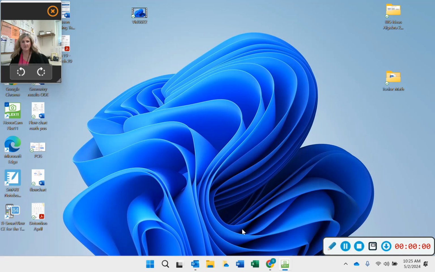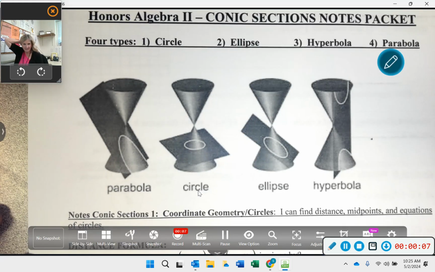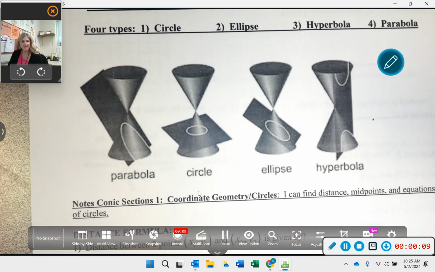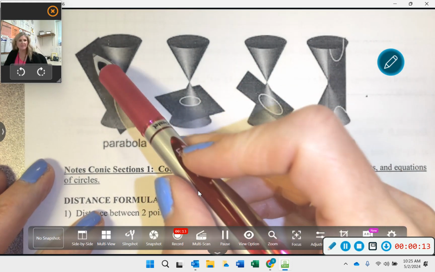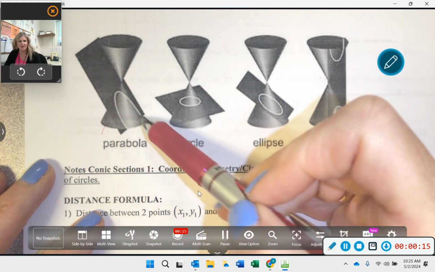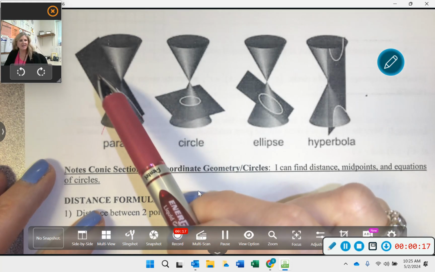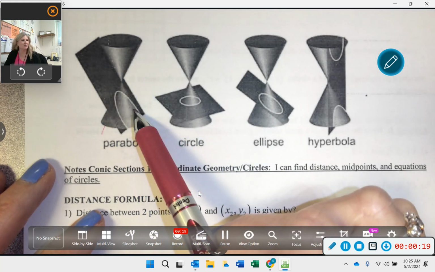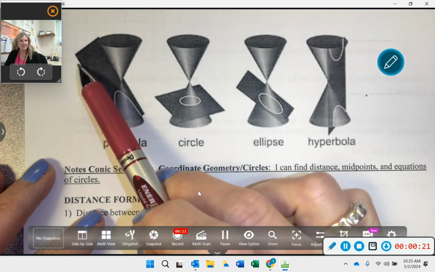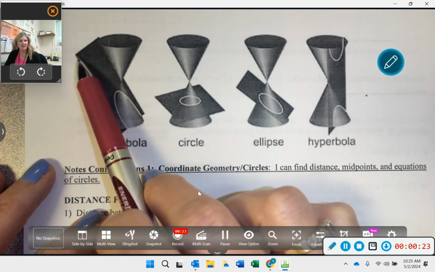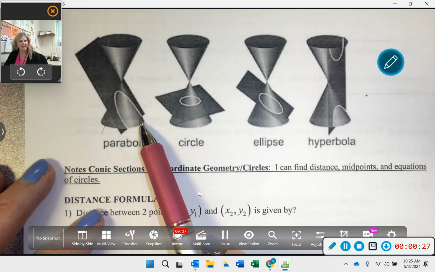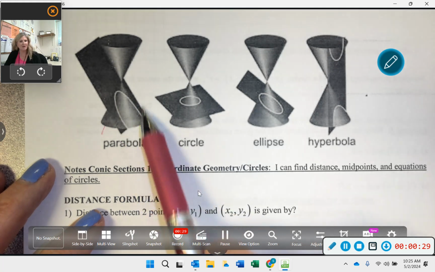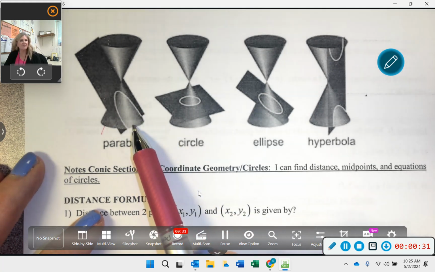Okay, so for our final unit of the year, we're going to be discussing conic sections. Conic sections are formed when we have double cones, meaning that we have a cone on the top and a cone on the bottom, and we intersect these double cones with a plane. So in this first example with the parabola, we have a plane that's coming down at an angle to the base. That forms one of our conic sections called a parabola.